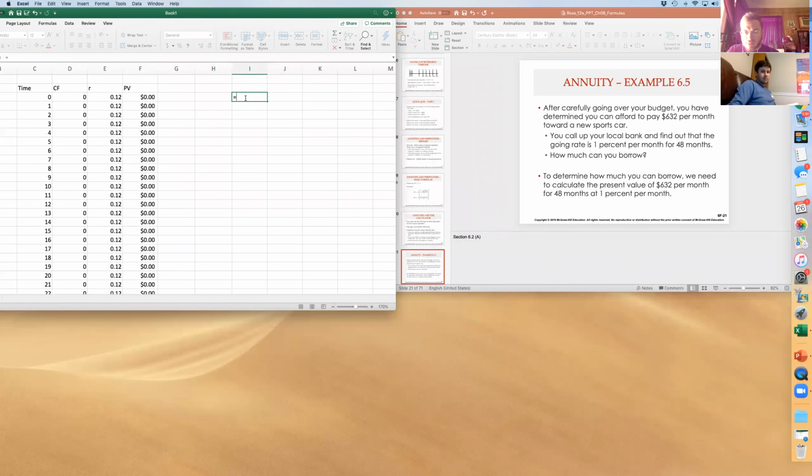So has anybody ever gone out and looked for a car? Anybody done that? Yes. Anybody gone car shopping? Yes, I have before a little bit. And when the salesman comes out to you, the first thing they ask you typically is, how much can you afford per month? Have you ever noticed that?